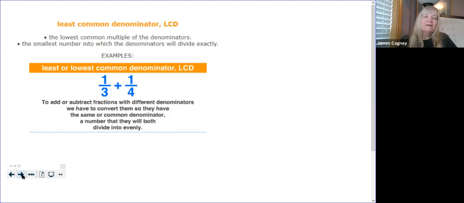Least common denominator. This is an interesting one. When we add and subtract fractions, we need the LCD, the least common multiple. People always forget what that is. So when I have two fractions that I'm adding, they have different denominators. I need to find the least common denominator. So I've got to convert them to the same one. So in this case, it would be 12. 3 goes into 12 and 4 goes into 12 evenly.